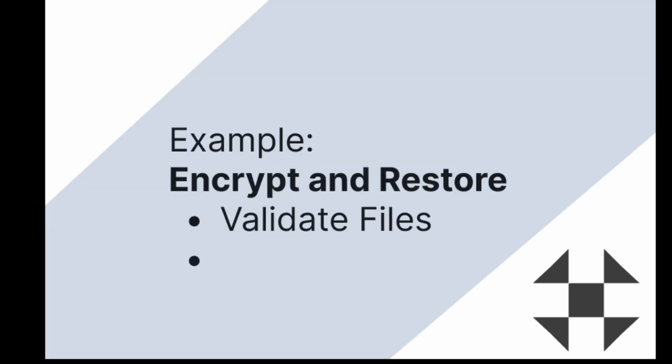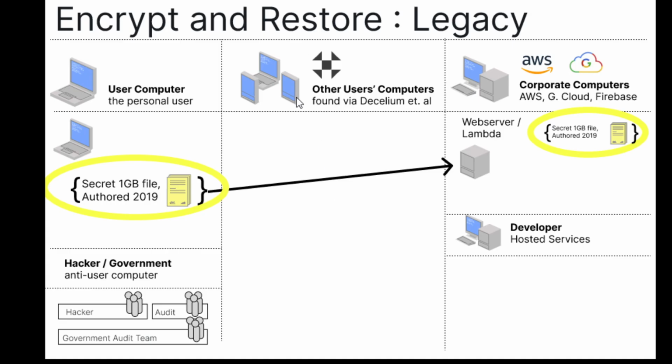So let's dive into it. The basic example we're going to talk about is validating and restoring and encrypting files. As you may have seen before, on this diagram, we have the user's personal computer on the left, other computers that are running the Decilium software in the center, corporate resources on the right, and any developer or founder computers in the lower right.